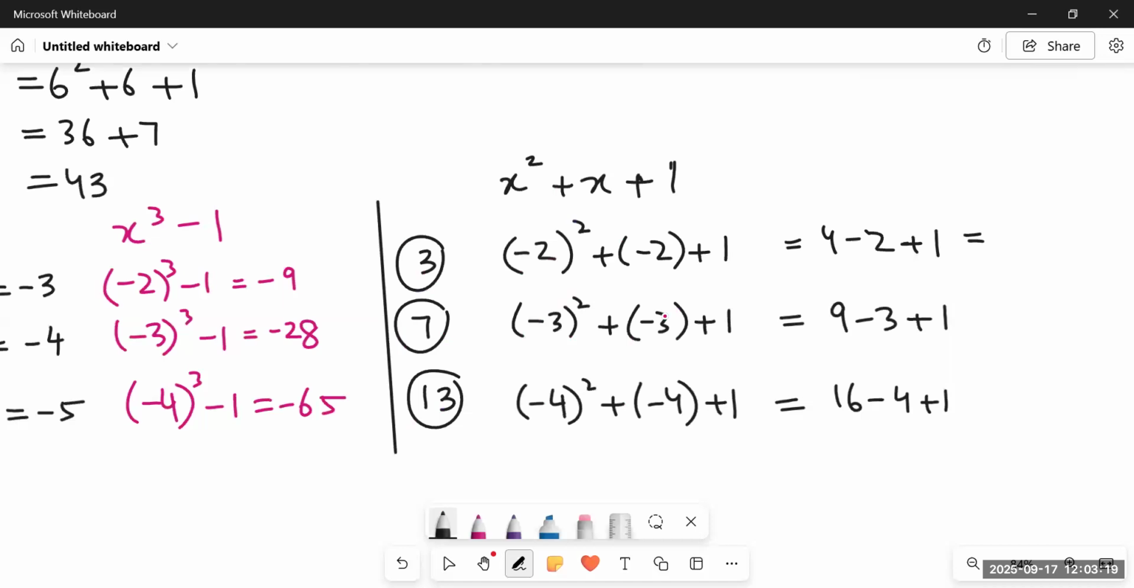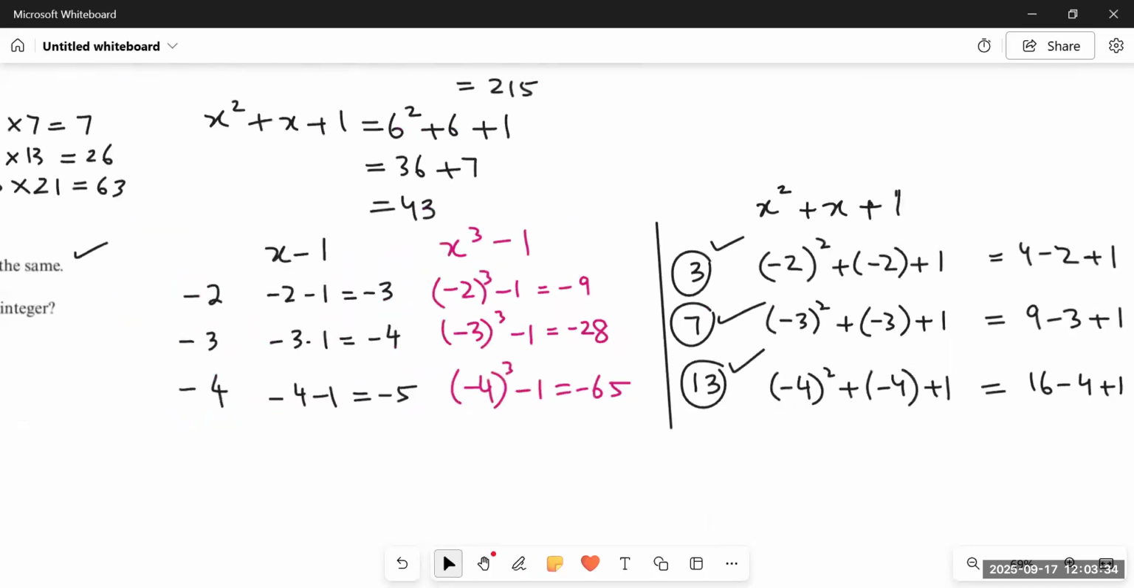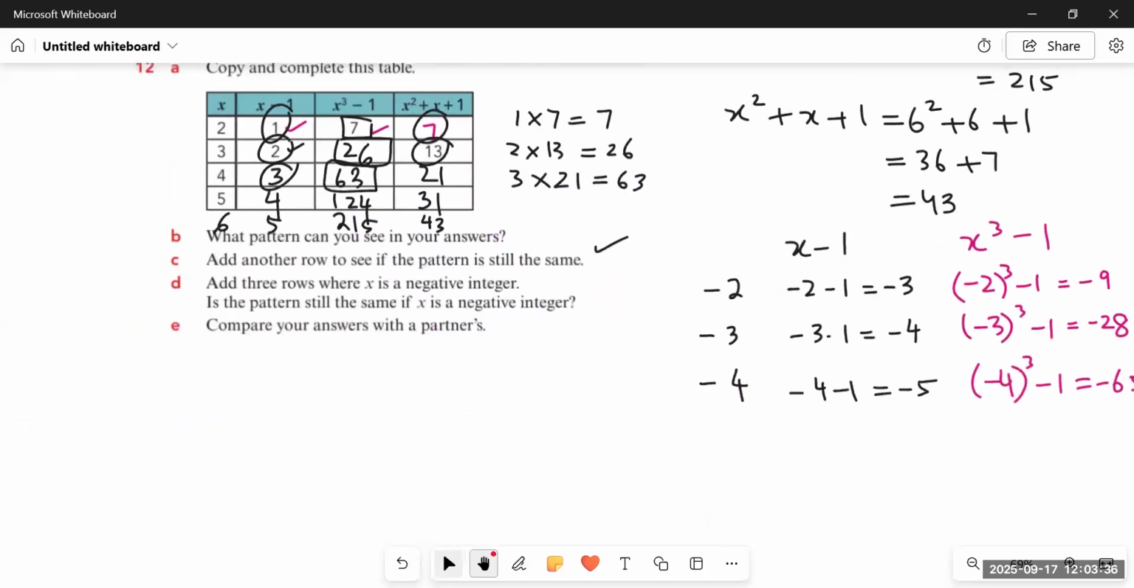Ultimately, 4 minus 2 is 2, and 2 plus 1 is 3. Wow! Then 9 minus 3 is 6, and 6 plus 1 is 7. 16 minus 4 is 12, plus 1 is 13. Oh yes, the pattern is still followed in the negative numbers. So you just have to compare your answer to the pattern.